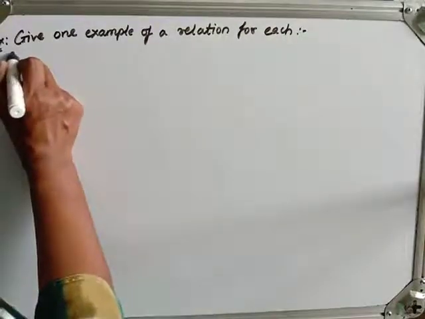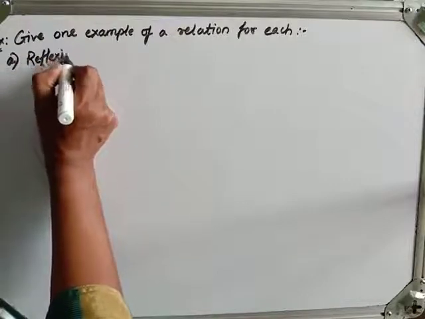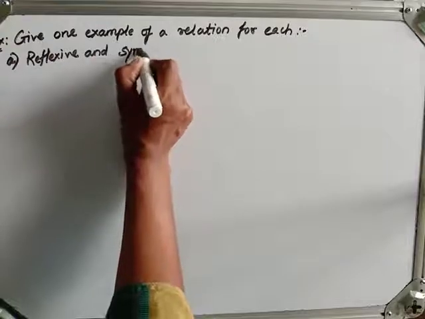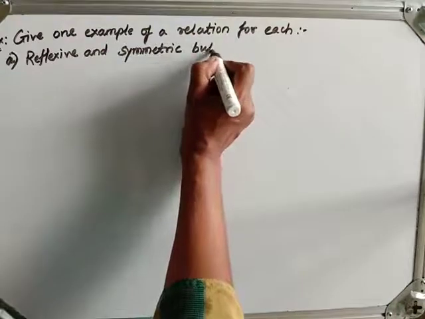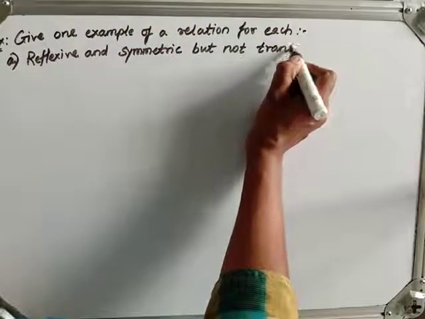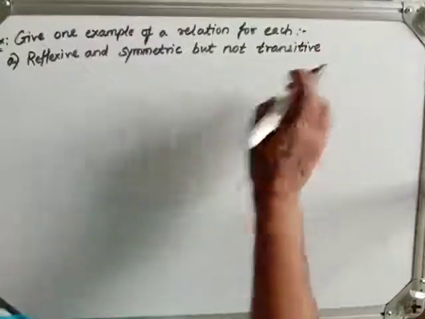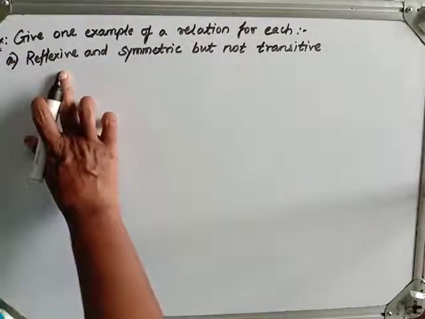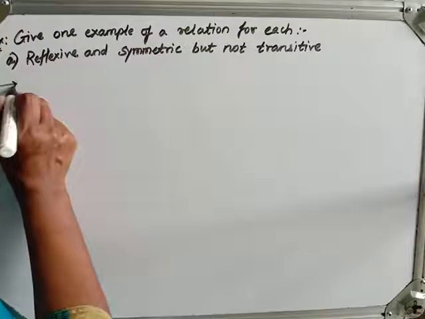Suppose the first condition is that the relation should be reflexive and symmetric but not transitive. So now we have to write a relation which satisfies this condition. So now let me assume the solution of this one.